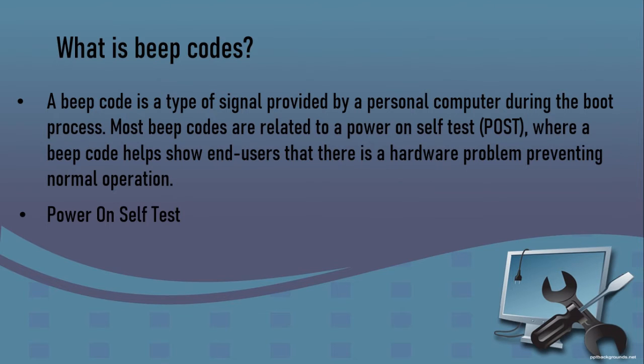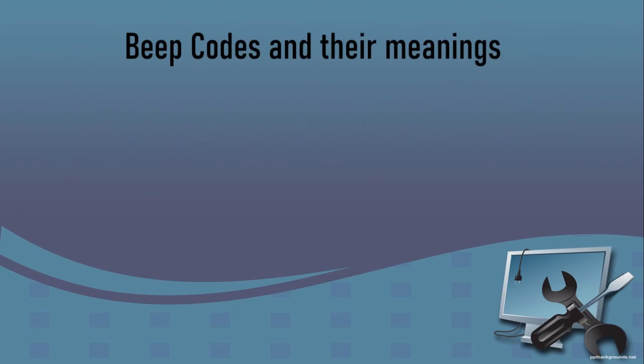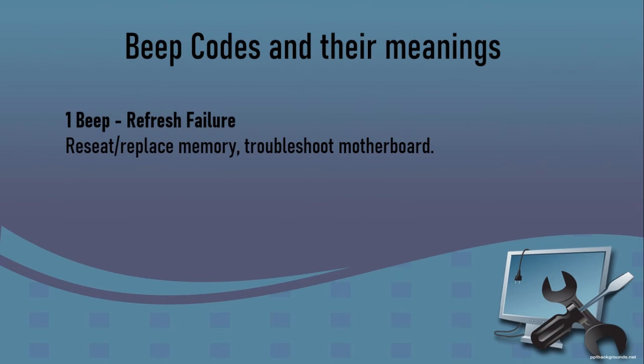So, let's proceed to the beep codes and their meanings. First beep code: 1 beep. Refresh failure. Reset, replace memory. So this 1 beep code means a problem accessing the system memory or the RAM to refresh it. Because in a computer, refreshing is done on all system memory to keep the system and its contents stable. So we recommend that you diagnose and troubleshoot the computer system memory dun sa mismong motherboard nito.